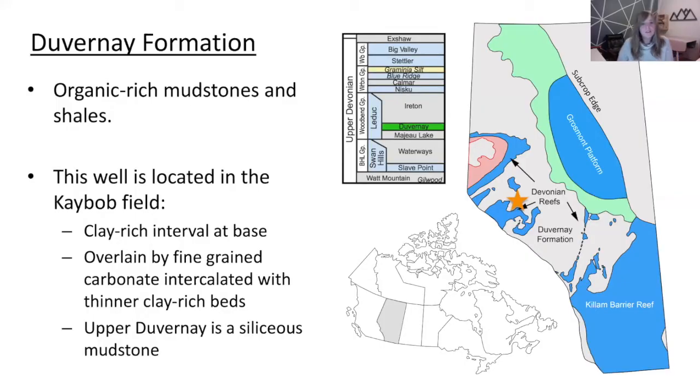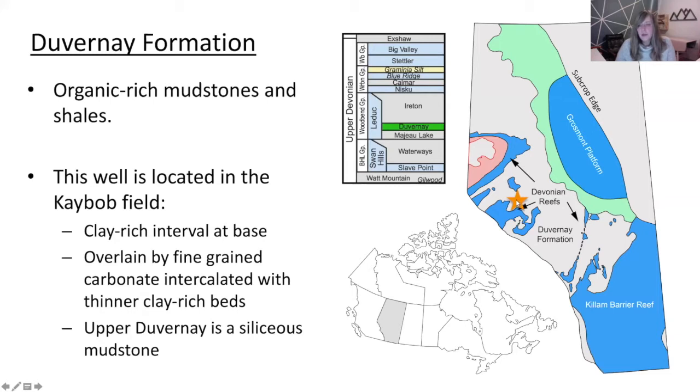So first off, just to introduce the shale that we're going to be looking at, it's the Duvernay Formation, which is an Upper Devonian Frasnian organic rich mudstone and shale. And if we take a look at this map here, just for anyone who's unfamiliar, Alberta, Canada is located right here. And the interval that we're going to be looking at comes from a core that was drilled in this region over here.